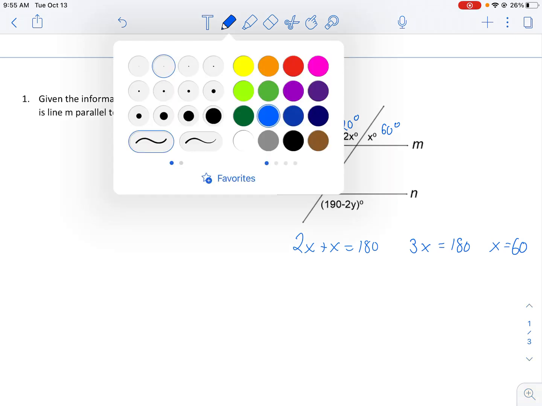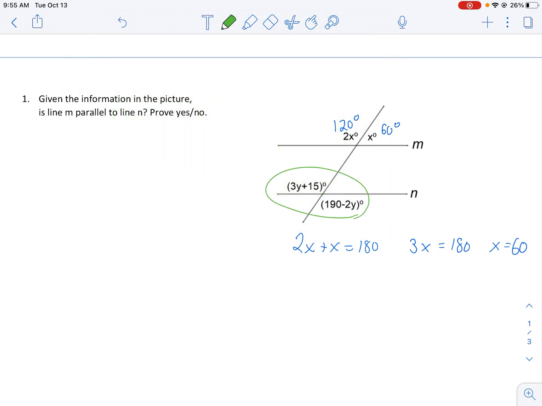Okay, now down here, we have vertical angles. Vertical angles are congruent, so we can set these equal to each other. 3y plus 15 equals 190 minus 2y. Solve this. I'm going to add 2y and subtract 15. Get 175, and so y equals 35. Plugging in 35 for y will get me 120 degrees here, or 120 degrees here, whichever way you want to look at it.